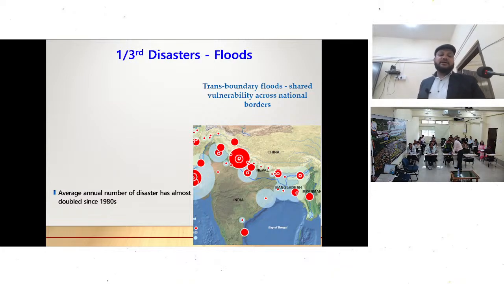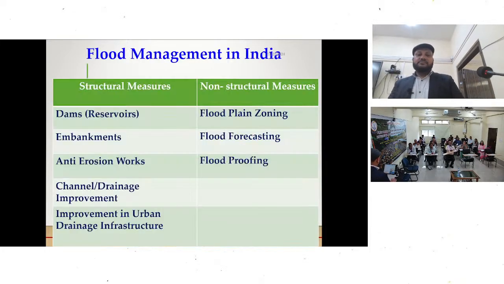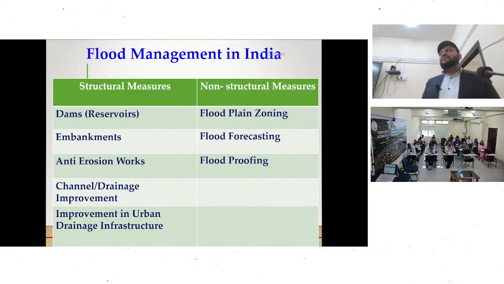The average annual number of disasters has almost doubled since the 1980s due to climate change alone. Flood management in India, basically, we can divide into two parts. One is structural measures, which I was earlier discussing. The other is non-structural measures. Structural measures are those by which we create some structure, we construct something.